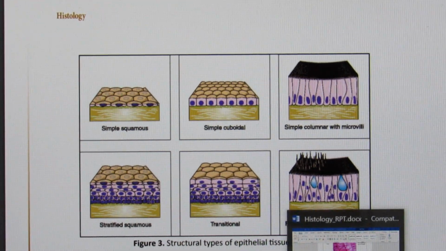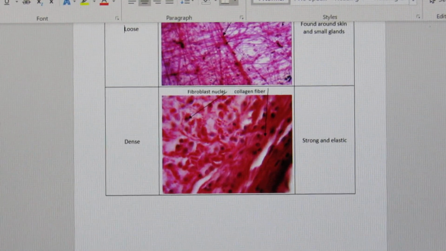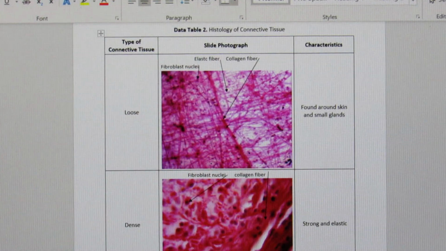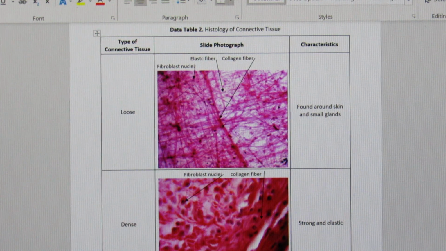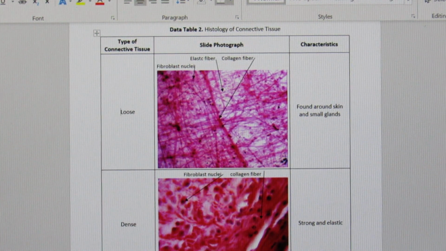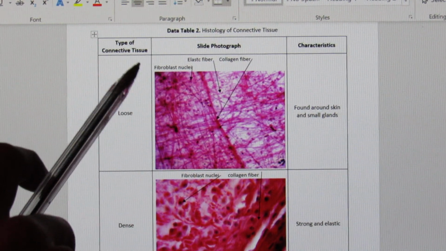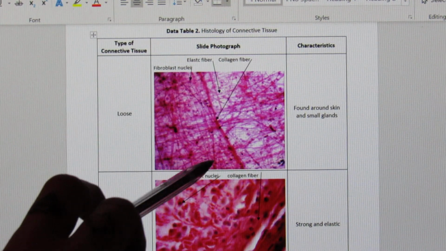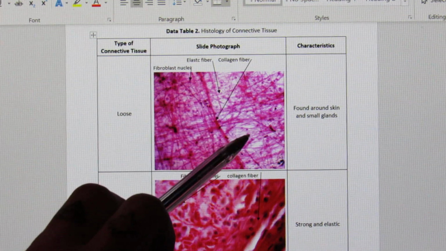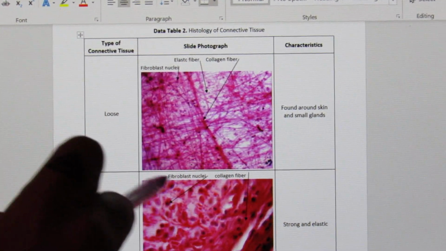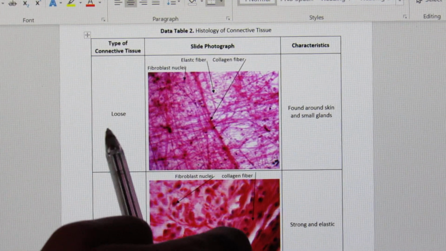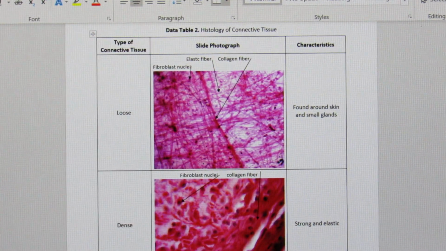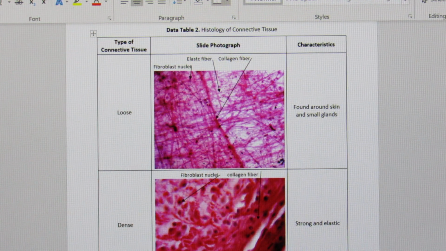Now we're going to move on to the connective tissues. We have a few types of those. The first is the loose connective tissues. As you can see, there are thin fibers that are woven across of each other, known as the elastic and collagen fibers, and throughout are the fibroblast nuclei. These provide support for glands and skin.